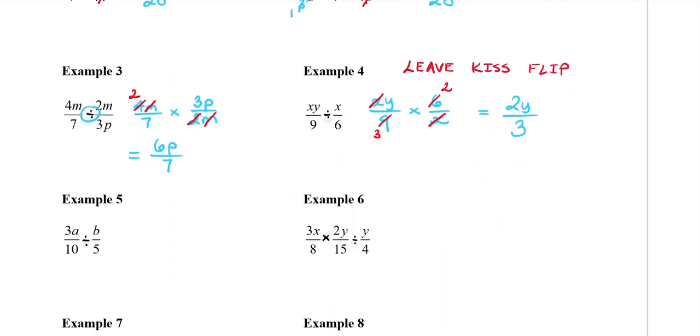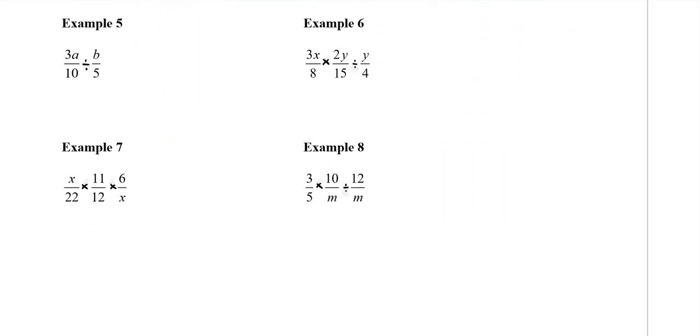Question 5, more dividing. So we're going to leave the first fraction, kiss, which means turn it into a times, and flip or take the reciprocal of the last fraction. A and the b, they're not going to cancel because they're different. 3, there's no number really to work with the 3, but how about the 5 and the 10? Yes, the 5 and 10 is going to work.